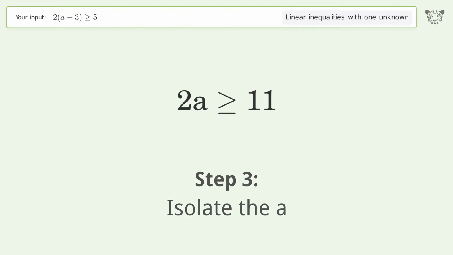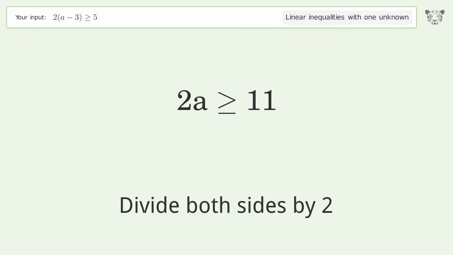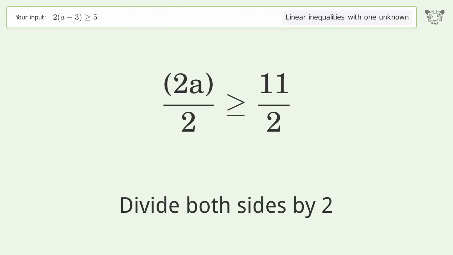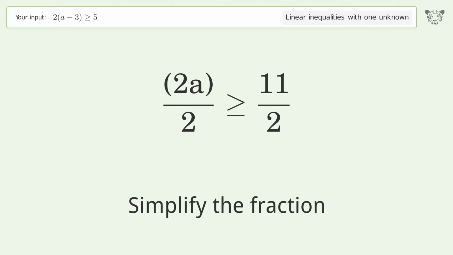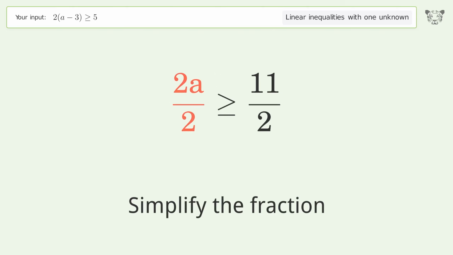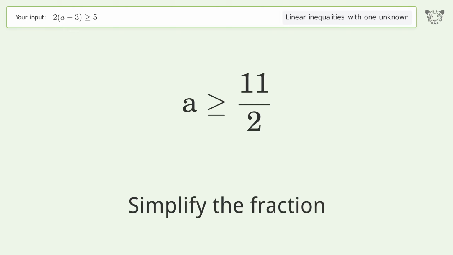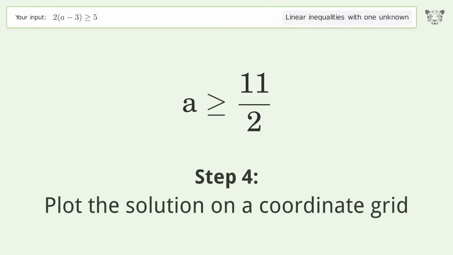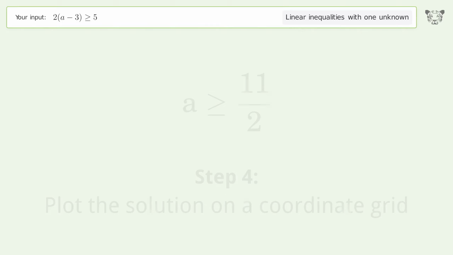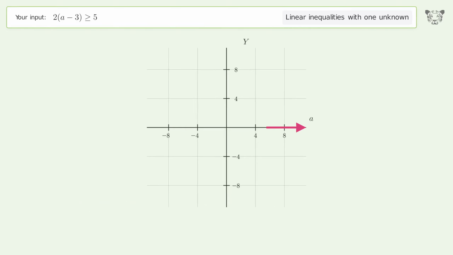Isolate the a. Divide both sides by 2. Simplify the fraction. Plot the solution on a coordinate grid. And so the final result is a ≥ 11/2.